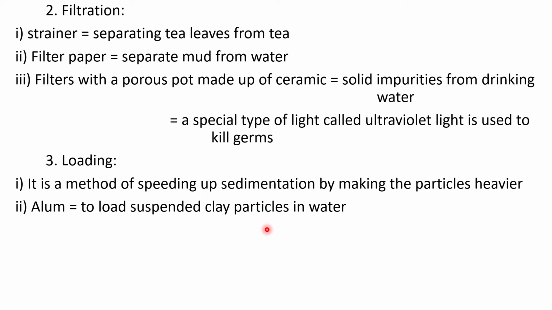So in water, if you are having mud particles or clay particles, these are not soluble in water. So these insoluble substances can be separated by sedimentation. But if I want to speed up the sedimentation, then I would be using this chemical substance alum to load, that means to make these particles heavier, and as a result their settling process would be enhanced. The speed of settling would increase, and as a result sedimentation would occur easily and at a fast rate.